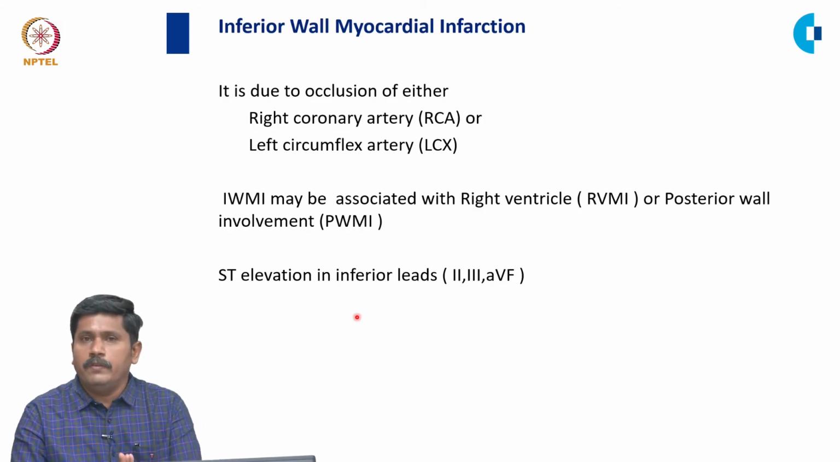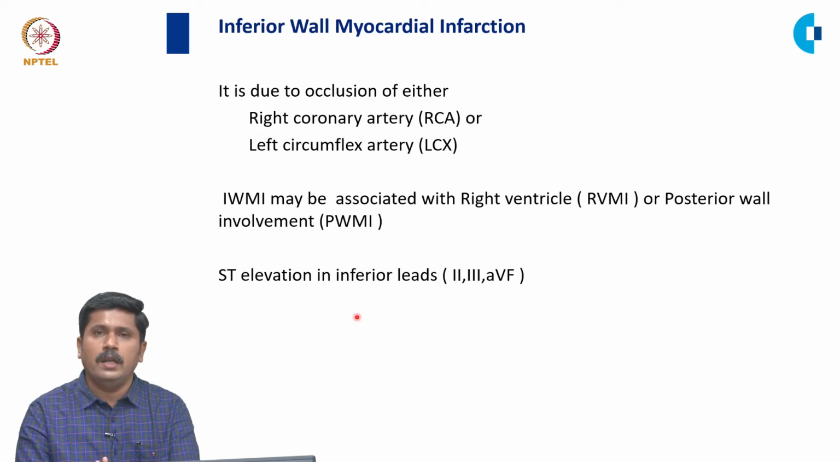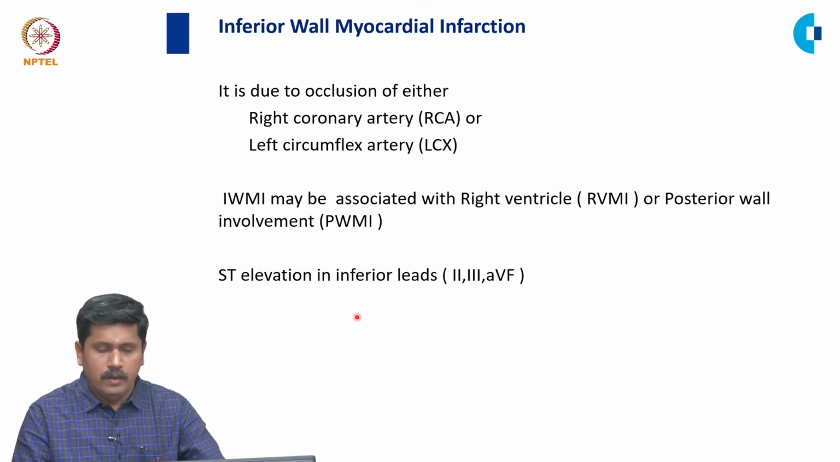So always remember, inferior wall MI may be associated with involvement of the right ventricle or the posterior wall. To identify it, we need extra leads to detect the presence of an RVMI, that is the right sided leads, and for identification of the posterior wall MI, you can take the posterior leads, by keeping the leads over the back.